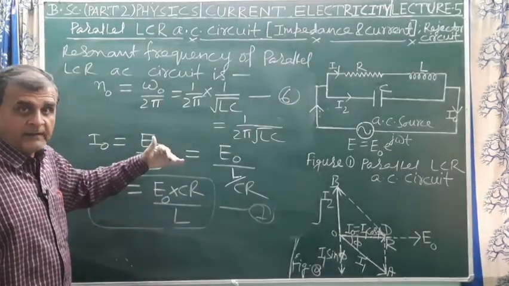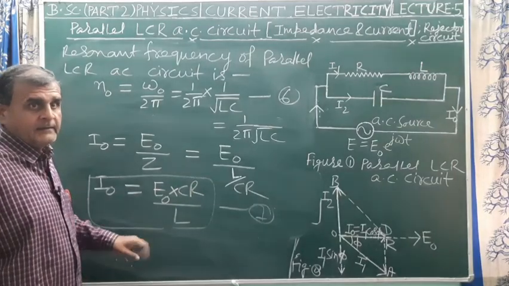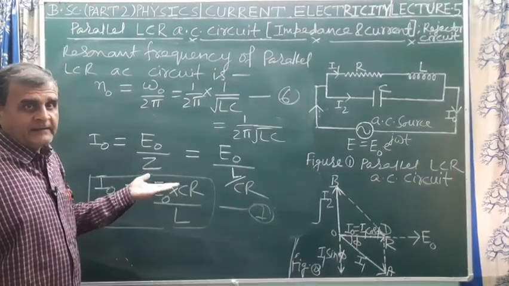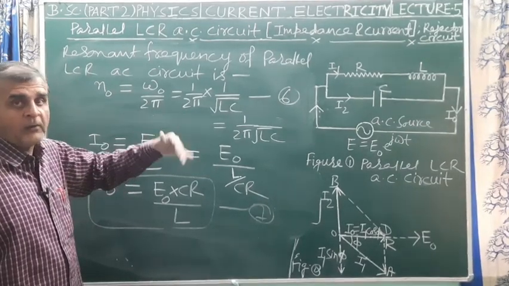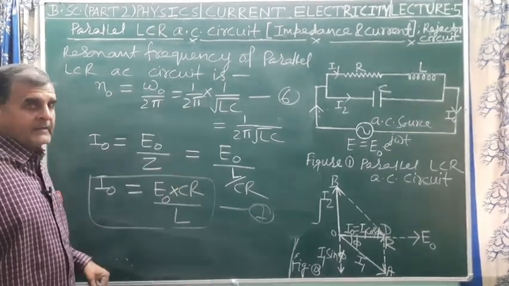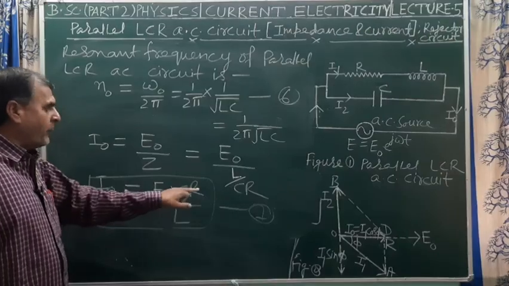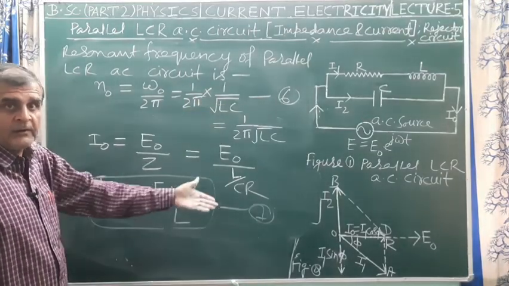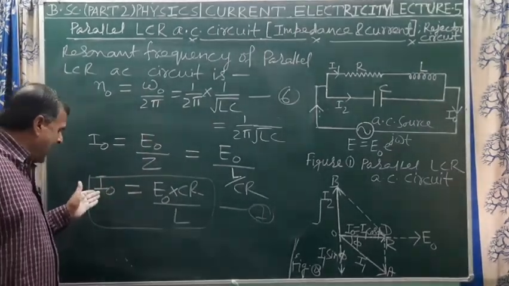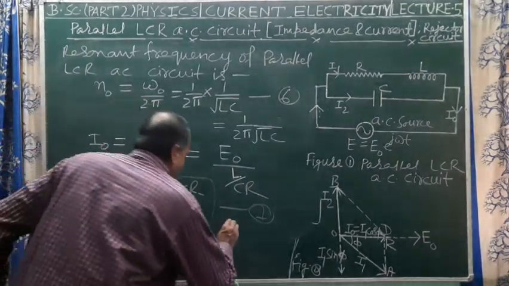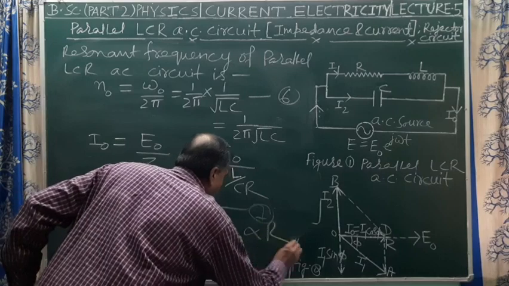It is not inversely proportional to 1 by R. In parallel connection, the reciprocal of resistance is equal to the sum of the reciprocals of the other resistances. So I naught is directly proportional to R. Here R is very small, so the current I naught at resonance will also be very small, because I naught is directly proportional to R.